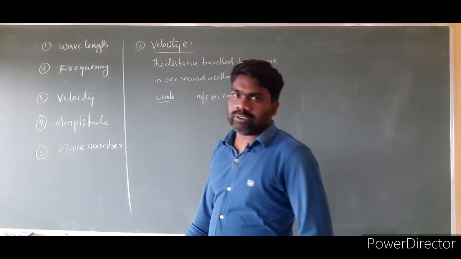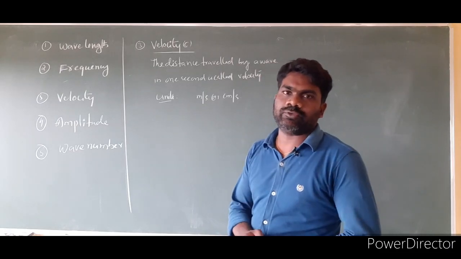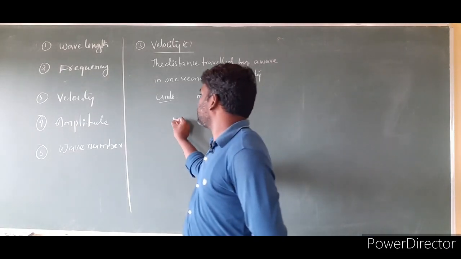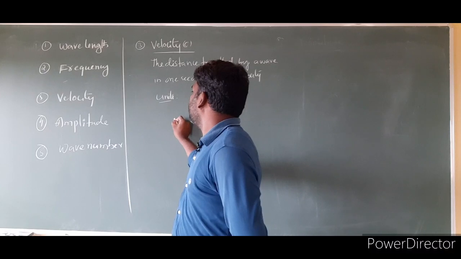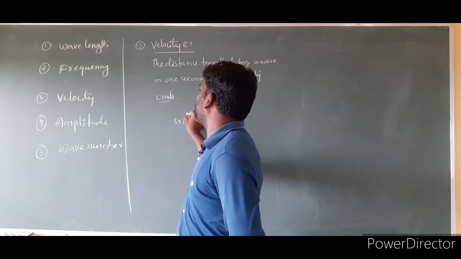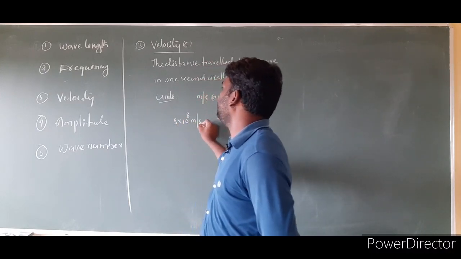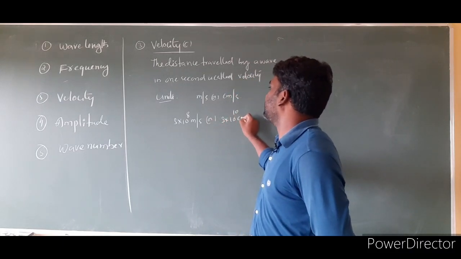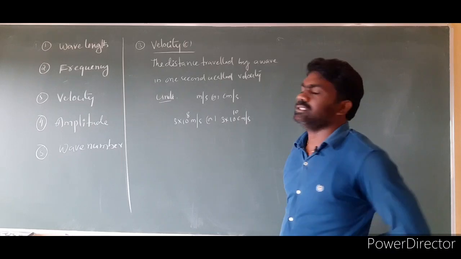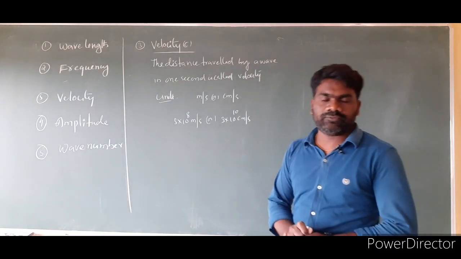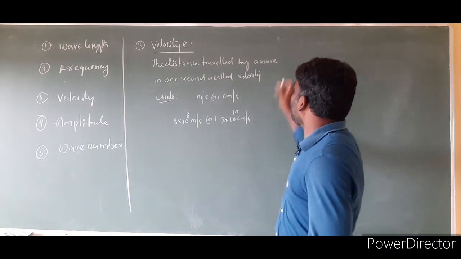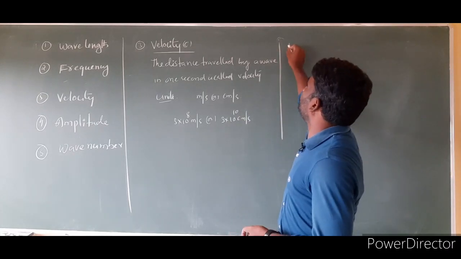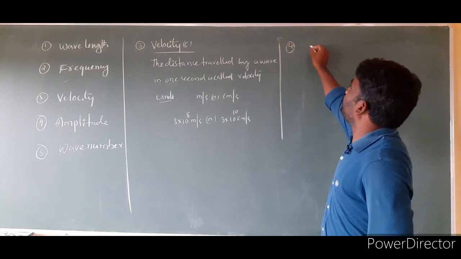And while solving the problems, the velocity of light they won't give, so we have to keep it in mind. So the velocity of light is 3 into 10 to the power of 8 meter per second, or 3 into 10 to the power of 10 centimeter per second. So this is the velocity of light. And the next one, the fourth one, is amplitude.